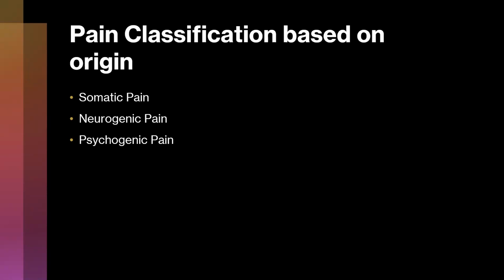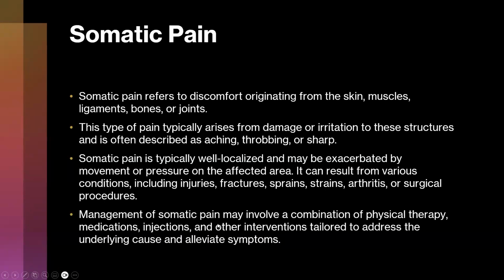Pain classification based on origin: somatic pain, neurogenic pain, and psychogenic pain. Somatic pain refers to discomfort originating from the skin, muscles, ligaments, bones, or joints. This type of pain typically arises from damage or irritation to these structures and is often described as aching, throbbing, or a sharp type of pain.